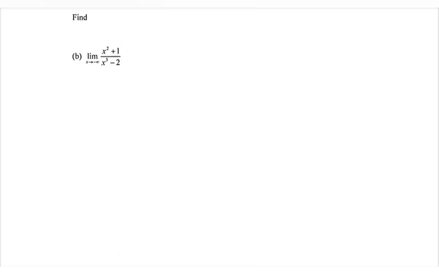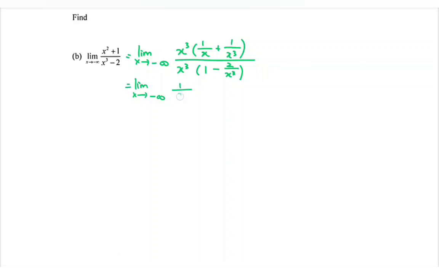This applies to the numerator and also the denominator, and the highest power for the denominator will be x to the power of 3. So my suggestion would be to factor out x to the power of 3. If we factor out x cubed, we will have 1 over x plus 1 over x cubed, over 1 minus 2 over x cubed. If we simplify, the limit as x approaches negative infinity, we have (1 over x plus 1 over x cubed) over (1 minus 2 over x cubed).